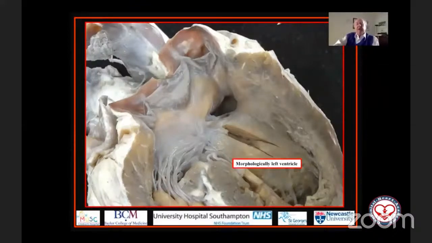There is the right-sided morphologically left ventricle, and initially I had thought that the pulmonary trunk was arising from the ventricle, but in fact it is the aorta. And you see, when we look at it very closely, there is discontinuity between the leaflets of the aortic valve and the mitral valve. There is a coronary artery arising from the arterial root, telling us that it is the aorta. So this is discordant atrioventricular with concordant ventricular-arterial connections.